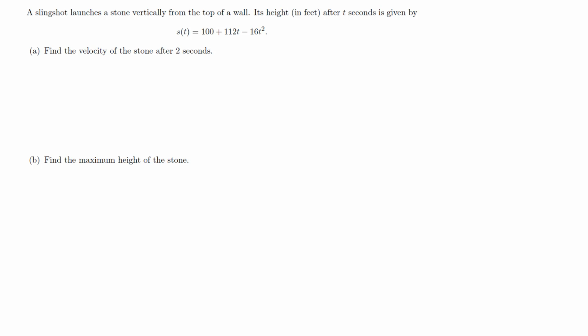A slingshot launches a stone vertically from the top of a wall. Its height after t seconds is given by this formula. This is the height function, or the position function. Now in part A, we need to find the velocity after 2 seconds.